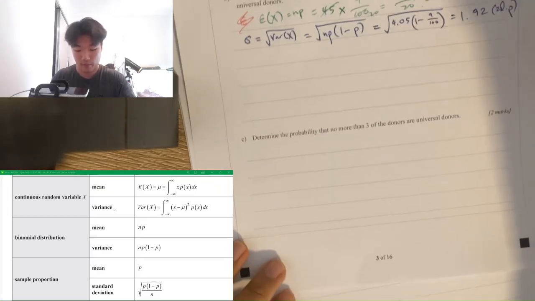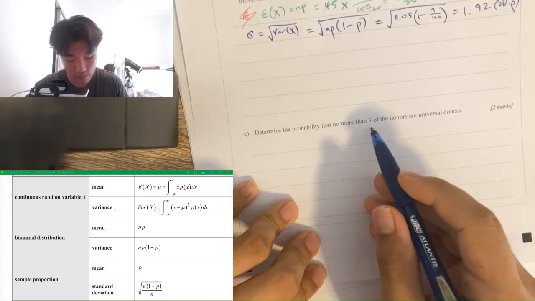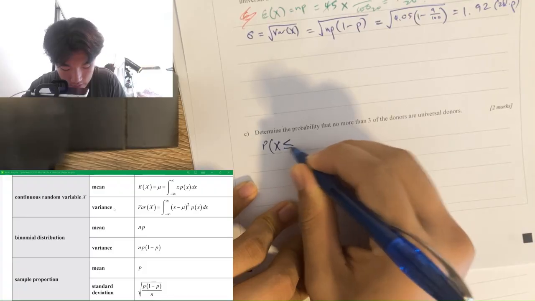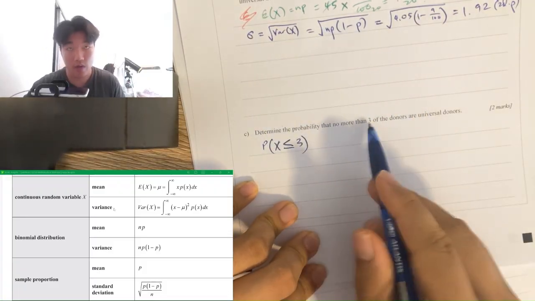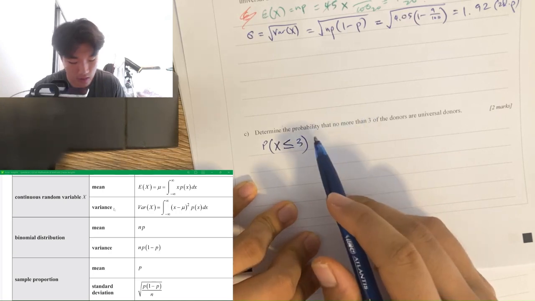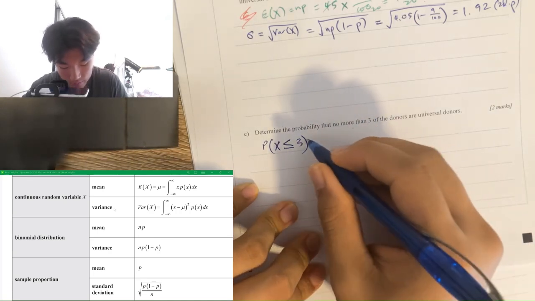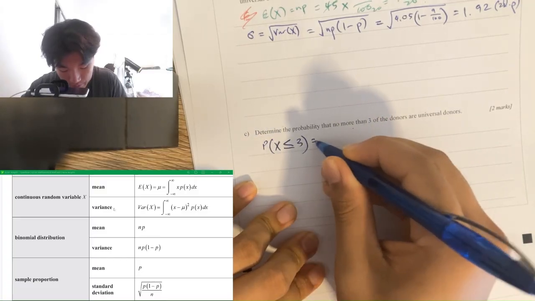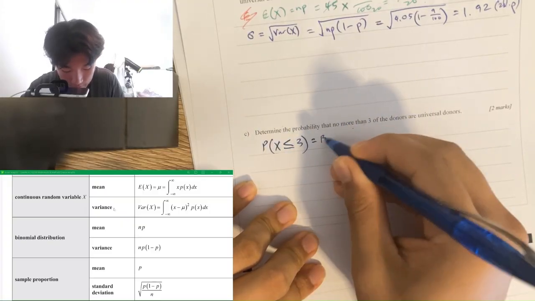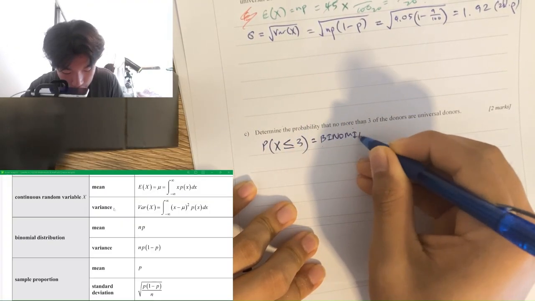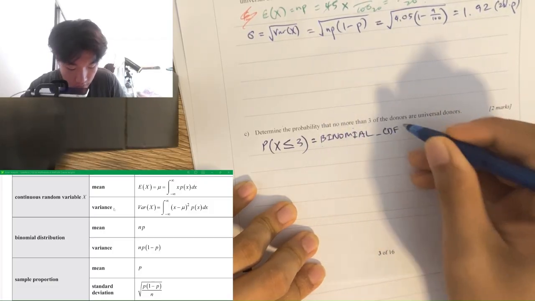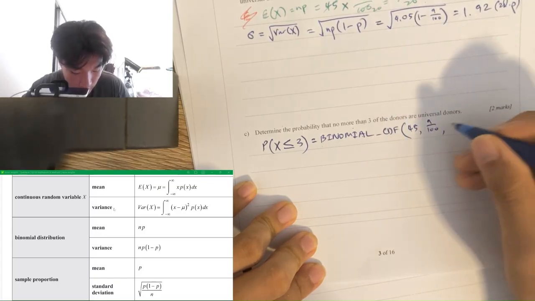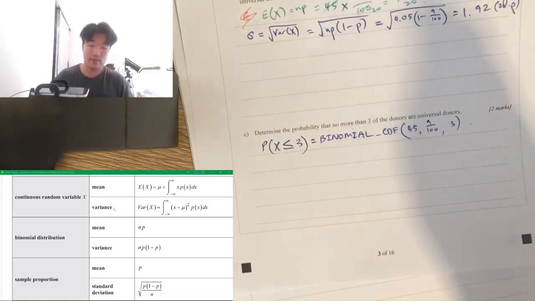Okay. Determine the probability that no more than 3. So probability that x is less than or equal to 3. Because it can't be more than. It can be 3, but it can't be more than it. This is good, because that's the lower tail probability. We can use binomial CDF. N is 45. p is 9 over 100. k, in this case, is 3. It includes 3. That's something to consider.